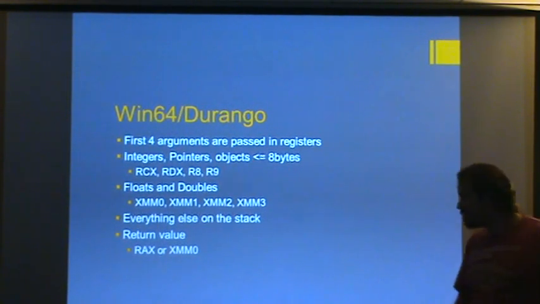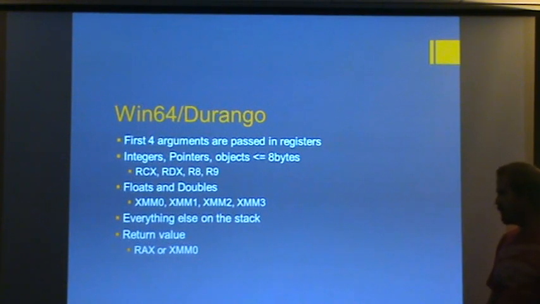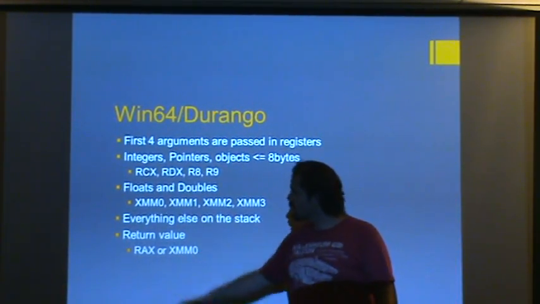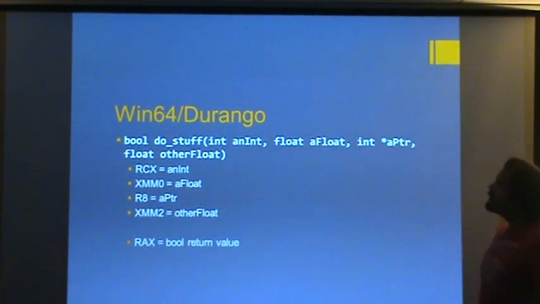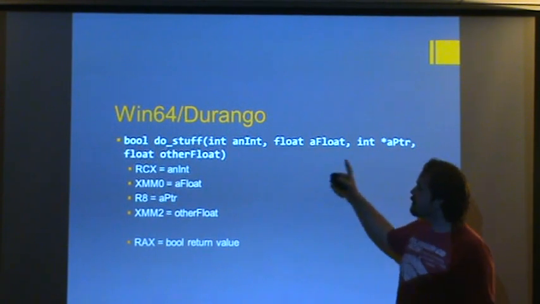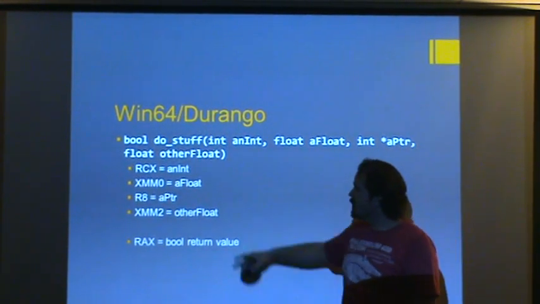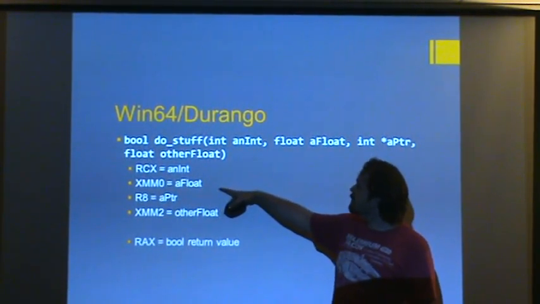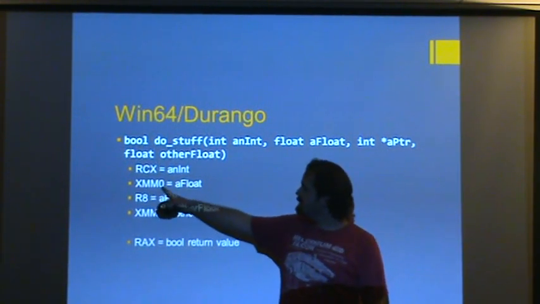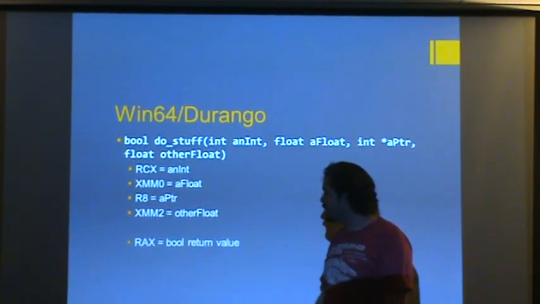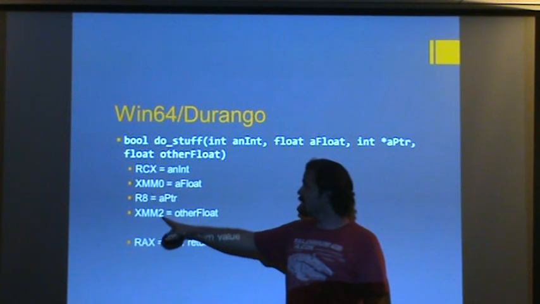Everything else gets put on the stack, and the return value is always going to be in either RAX or XMM0, depending on whether it's an integer or a float. If it's an object that's being returned, it'll be a pointer in RAX. So this function right here, which is taking an int, a float, an int pointer, and another float, the first int will go into RCX. The second, the float, will go into XMM1, I realize this should actually be 1. The third, the integer argument, will go into R8, and the final float will go into XMM3.